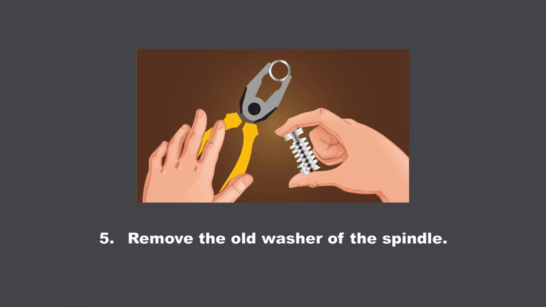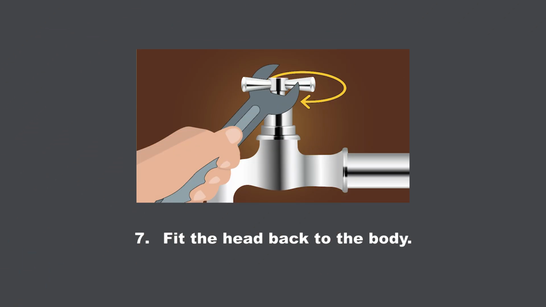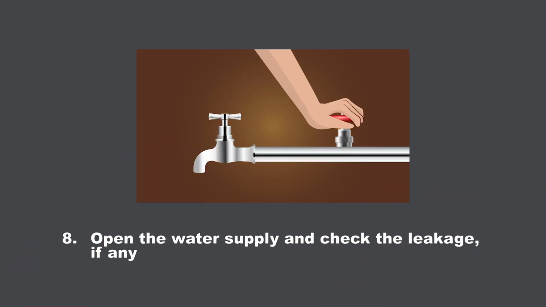Fifth one, remove the old washer of the spindle. Sixth one, replace with a new washer. Seventh one, fit the head back to the body. Eighth one, open the water supply and check for leakage, if any.